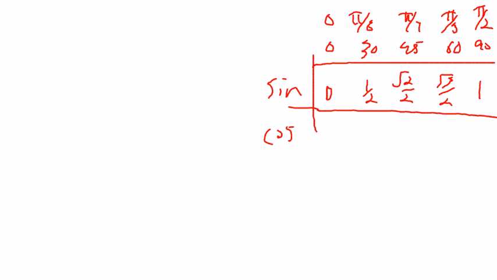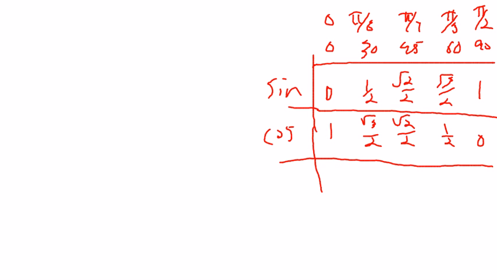Cosine is the sine written backwards, so I go 0, 1 half, root 2 over 2, root 3 over 2, 1. And then tan at the bottom is dividing. We know that sine over cosine is tan, we just proved it in number 5. So I divide the top row by the next row to get the third row. That gives me 0, root 3 over 3, 1, root 3, and an infinite or undefined answer there.